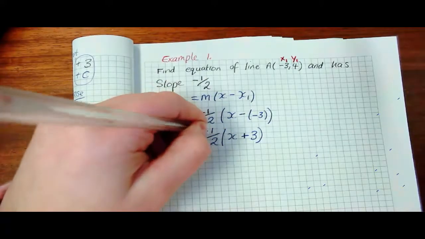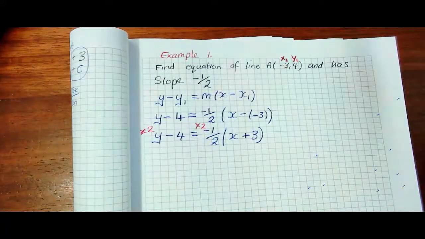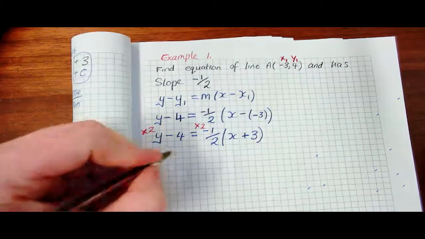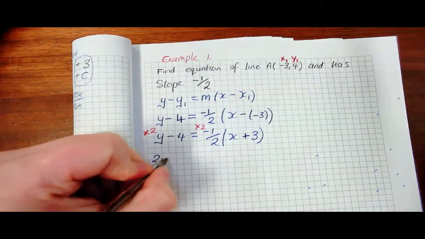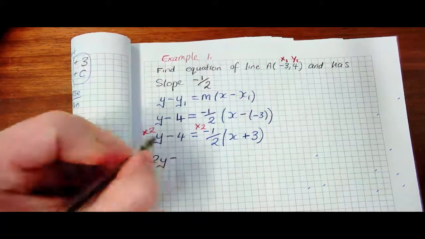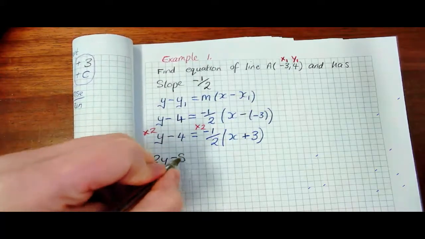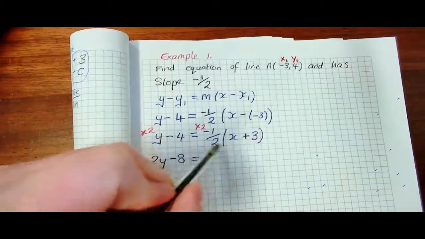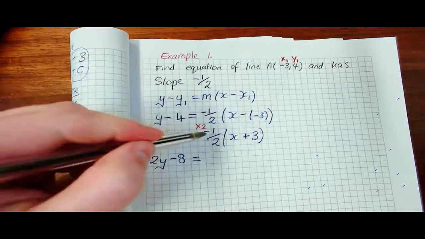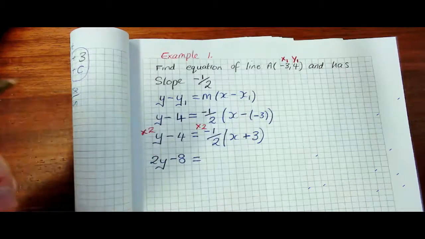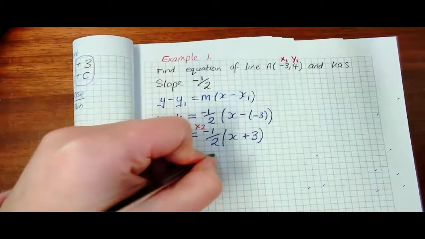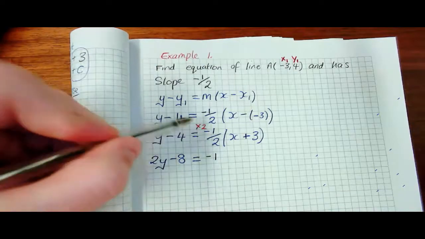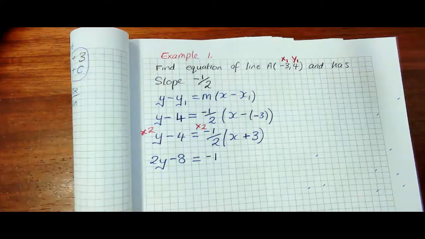And I do it to both sides. So I multiply everything across by 2. So 2 by my y is 2y, minus 2 by my 4 is 8, is equal to, and then this half is multiplied into all of this. So 2 multiplied by a half, it's -1. Okay, because it's a -1/2. So 2 multiplied by -1/2 is -1.